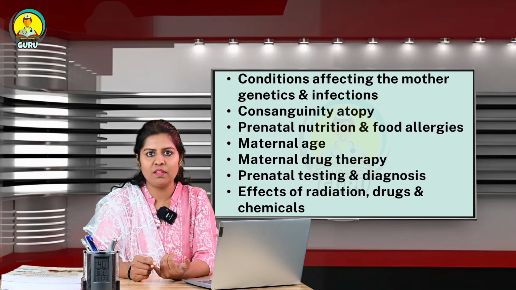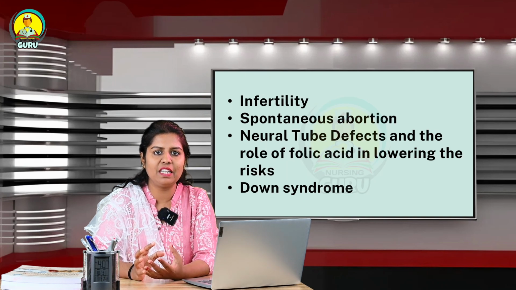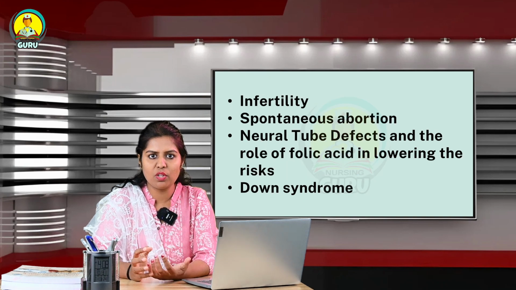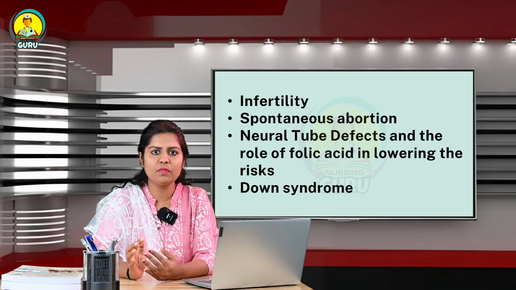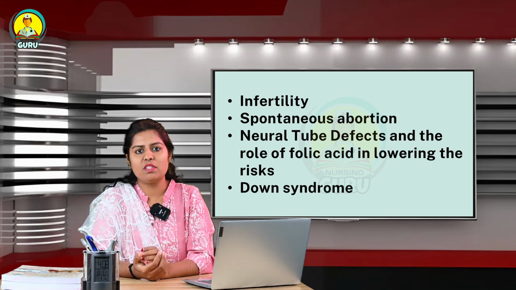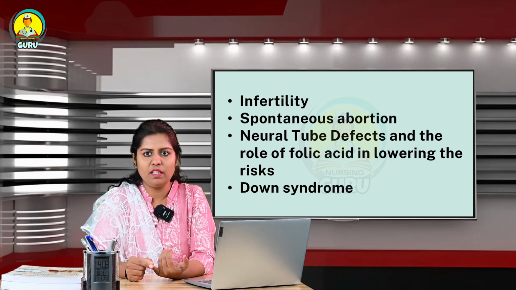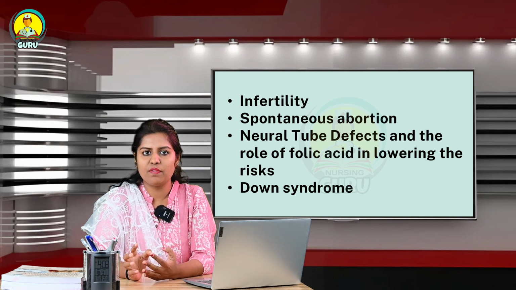So here consanguinity, atopy, then prenatal nutrition and food allergies, maternal age, maternal drug therapy, then prenatal testing and diagnosis, effect of radiation and drugs, chemicals, infertility, spontaneous abortion, neural tube defects and the role of folic acid in lowering the risk; this we will see here. Then Down syndrome. Here Down syndrome is very important. Then the role of folic acid in pregnancy is also very important.